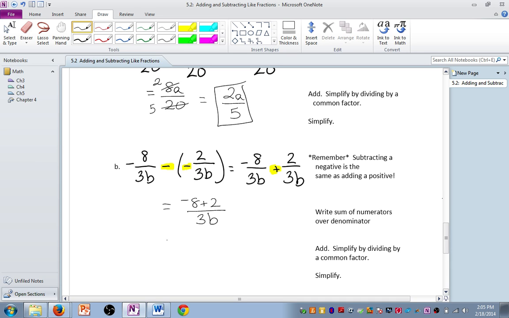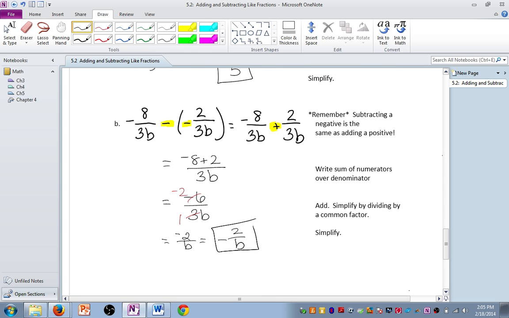Now I'm going to continue to solve. Negative 8 plus 2 gives me negative 6 over 3b. And again, I want to look for the largest common factor between my numerator and my denominator. 6 and 3 are both divisible by 3. If I divide 3 by itself, that leaves me with 1. Negative 6 divided by 3 leaves me with a negative 2. When I rewrite this to give me my final answer, that becomes negative 2 over b, which can be written as negative 2b.